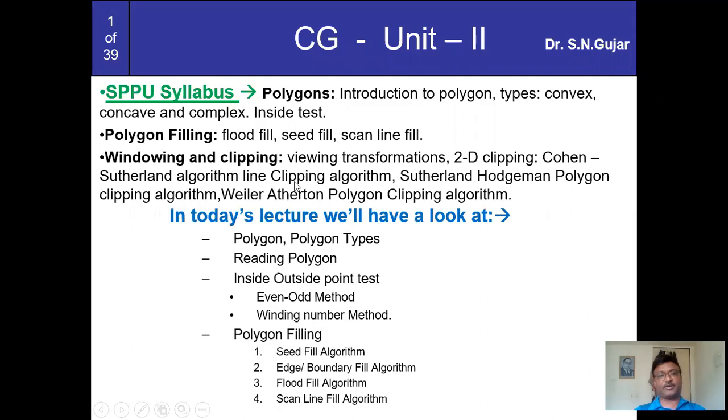Now in today's lecture, what points are we going to cover? We will look at what a polygon is, polygon types, reading the polygon and storing it in a 2-dimensional array, the inside-outside test of the polygon, that is the even-odd method or winding number method, and filling the polygon. Once you draw the polygon, you have to fill the polygon's inside area by using the seed fill algorithm, edge fill algorithm, or the boundary fill algorithm, flood fill algorithm, and scanline fill algorithm.